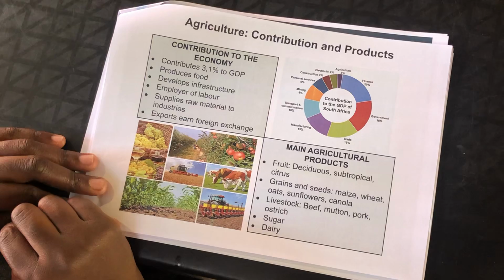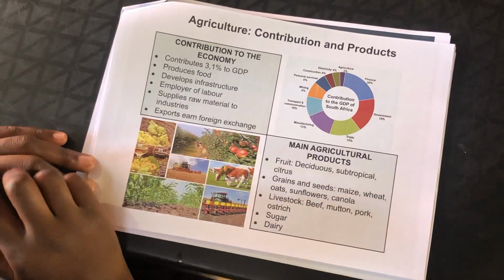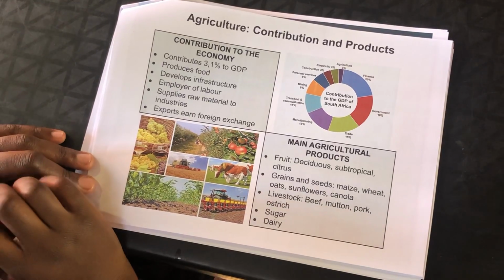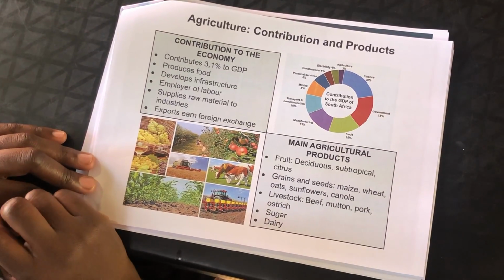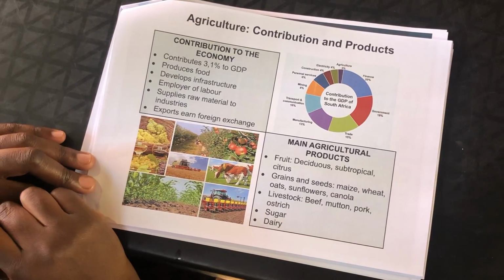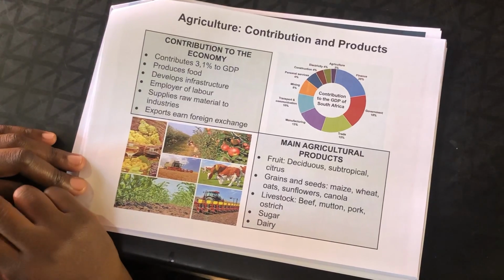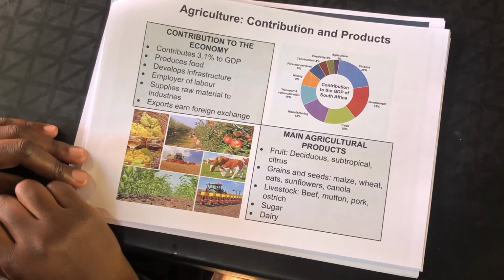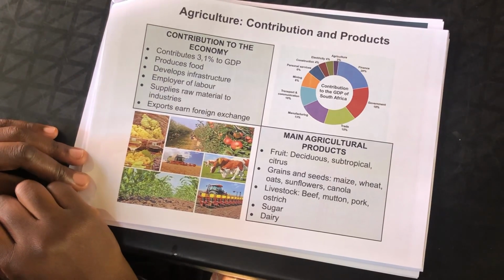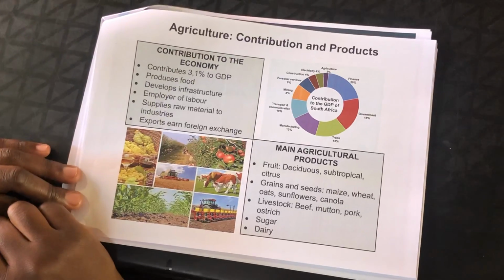What are the main agricultural products that are produced in the country? These are the main agricultural products that are produced in the country, as you can see there. The fruits, the grains and the seed. The main popular grains are maize and wheat there. Livestock production through beef, mutton, pork, sugar, and also dairy. These are some of the products that are produced within the country.